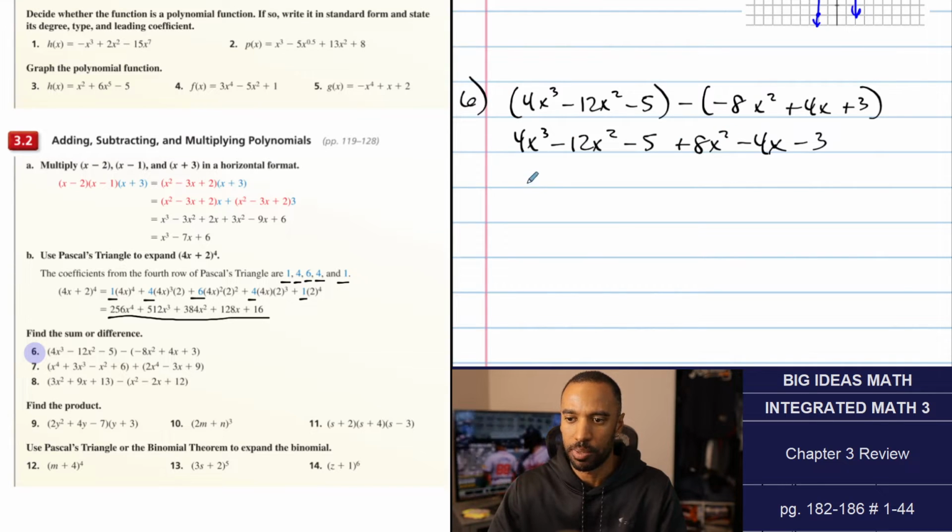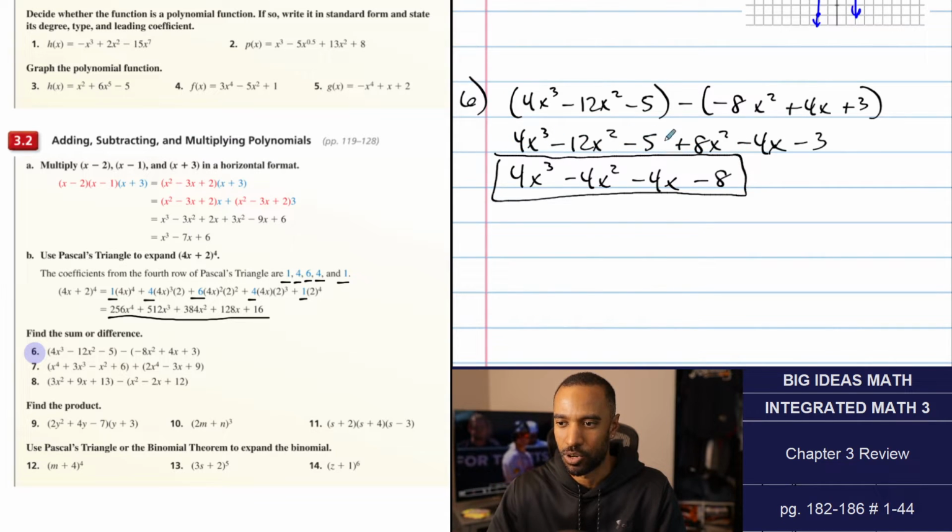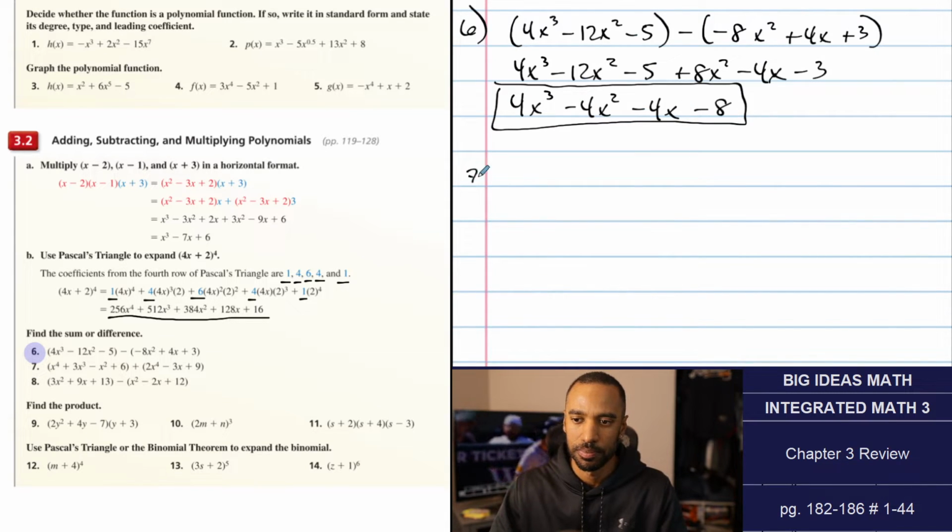I find any other cubics. They're not here. 4x cubed is the end of that degree. Quadratics, we have negative 12x squared plus 8x squared. Negative 4x comes next when it comes to standard form. And negative 5 minus 3 is negative 8. I actually expected a 4 just because all the other ones were 4s. Making sure I did all the work right there. Looks good. That's number 6.